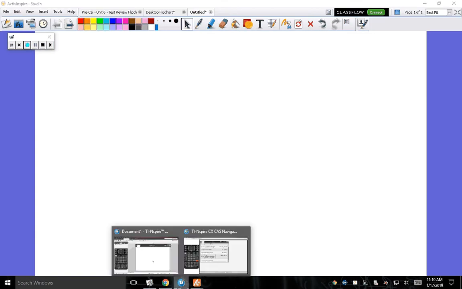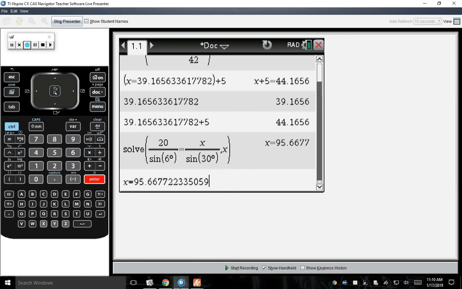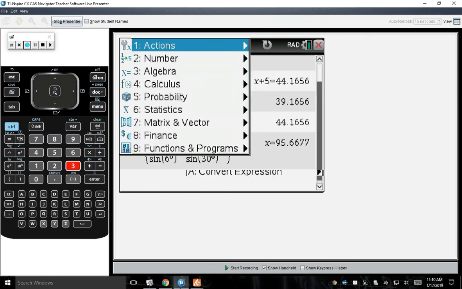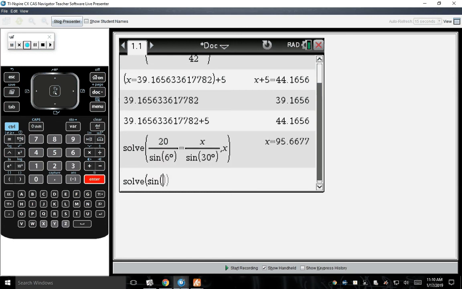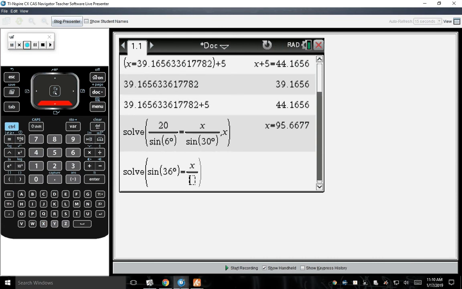All right. Again, menu solve feature, menu 3-1. And we're going to have the sine of 36 degrees is equal to the height opposite over what we got of 95.667722. Oops, that's not a 7. And we're going to say comma x.